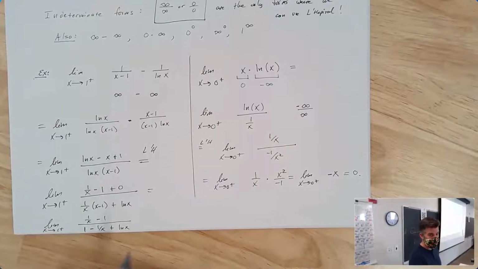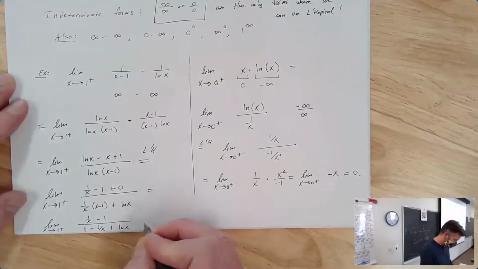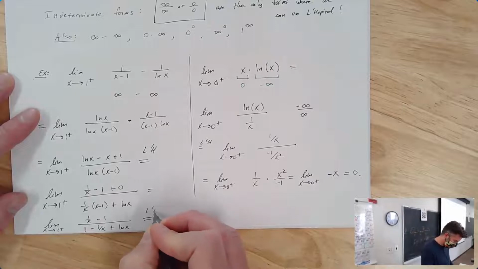Correct, yeah, I said be extra careful and don't accidentally apply L'Hopital's rule to limits that don't need it or that can't have it. And we'll see some examples of that a little bit later. Here I can use L'Hopital's rule again because I still have a 0 over 0 type.